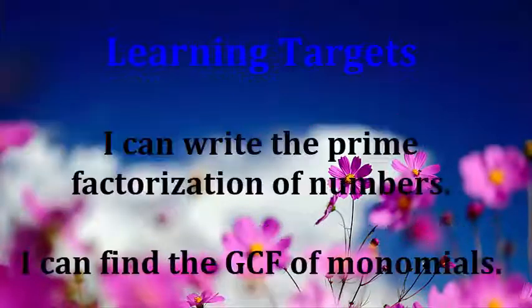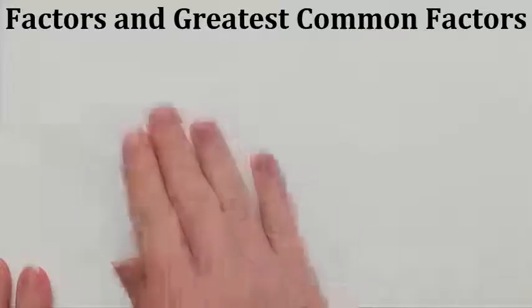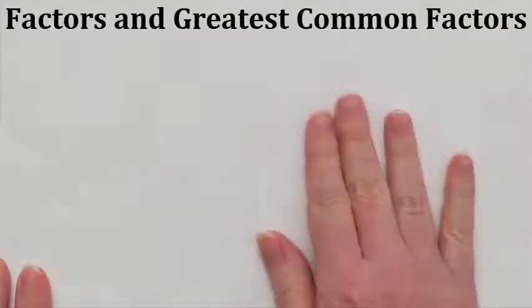Our learning targets today are: I can write the prime factorization of numbers. I can find the GCF of monomials. Now we are looking at factors and greatest common factors.